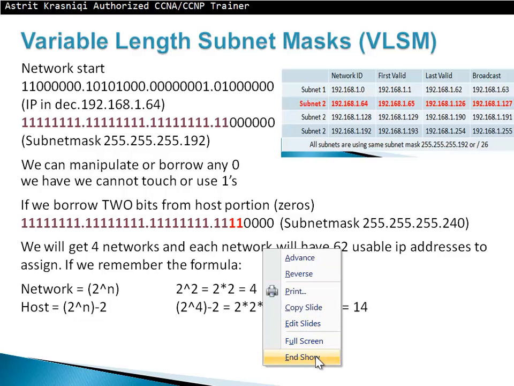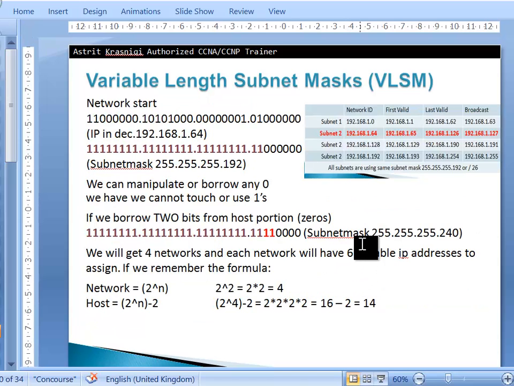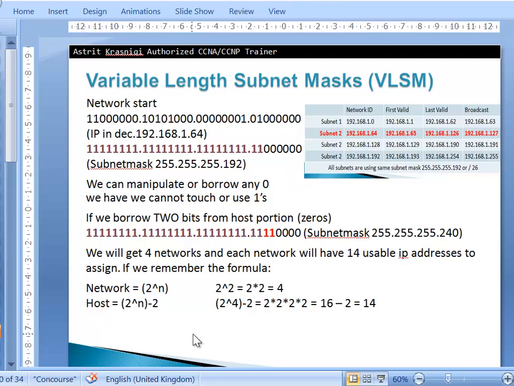So when we change that, we get 14 usable addresses. If we remember, the formula was 2 to the power n for the networks, and for the hosts it was 2 to the power n minus 2. We borrowed 2 bits, 2 zeros we changed into ones. So the formula becomes 2 to the power 2, which is 2 times 2 equals 4. And we have 4 zeros left, so it's 2 to the power 4 minus 2. 2 times 2 is 4, times 2 is 8, times 2 is 16. So 2 to the power 4 is 16, minus 2 is 14.